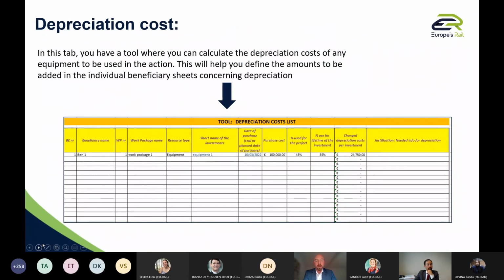For equipment, because someone may be interested, you can also use a tool in the financial Excel file. There is a tab dedicated to the calculation of the depreciation, the cost you can consider for the project. The system will help you with the percentage of use of the equipment in the project, the investments, and so on. And then automatically you may have an idea of what cost could be inserted into your specific data sheet. Next, please.